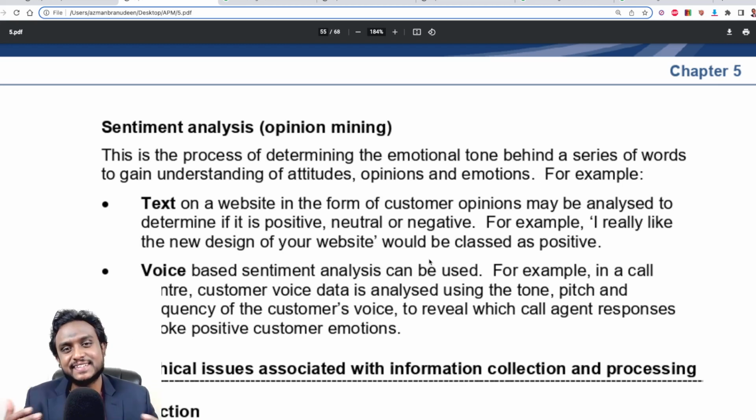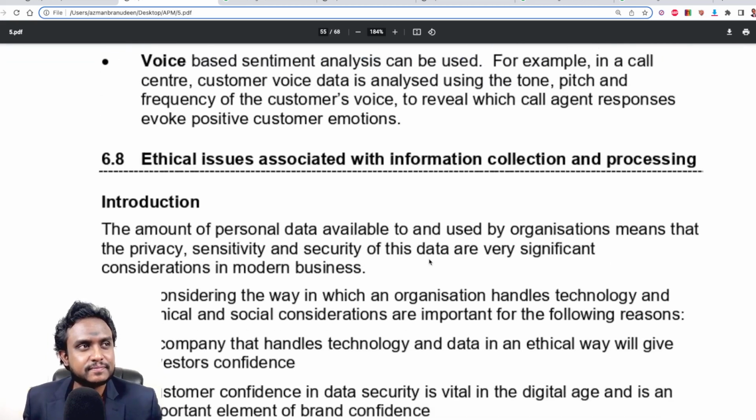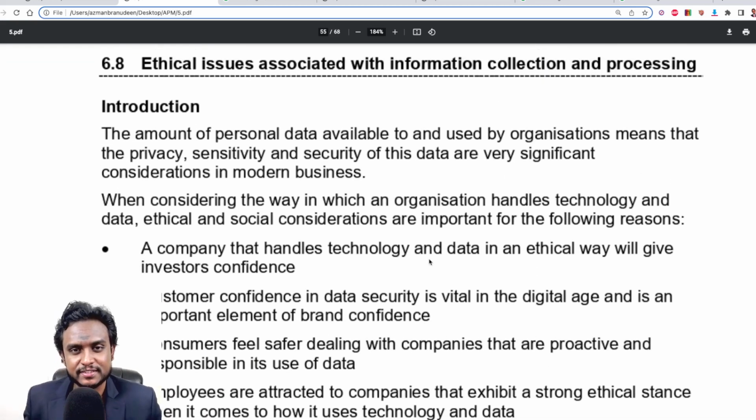So these are the different types of analytics that are available. Make sure that you do a thorough reading of it, especially the illustrations and the examples that are provided. That will give you more insight as to how this works. And we will be moving on to ethical issues in the next segment. Until I see you then, good luck and thank you.